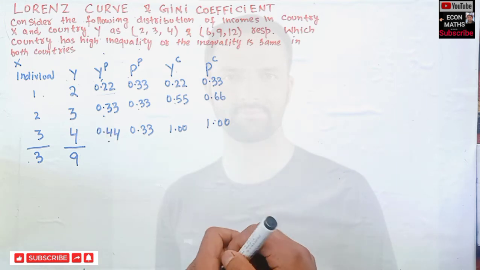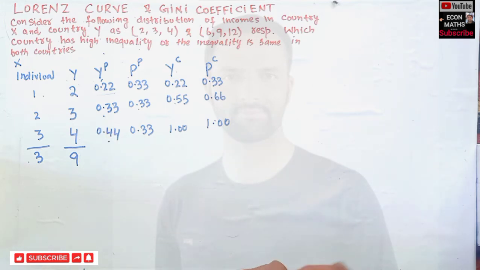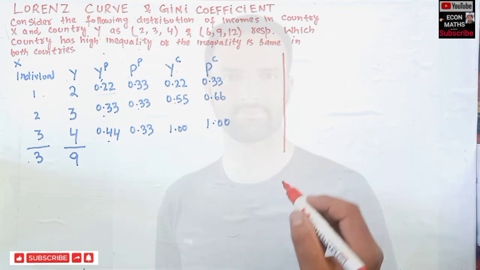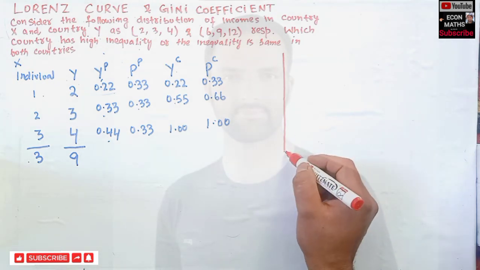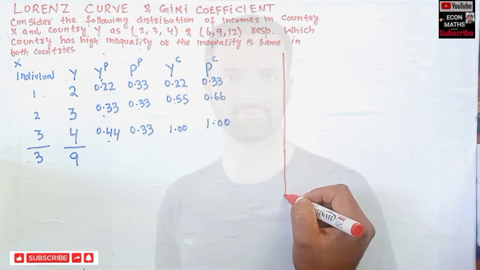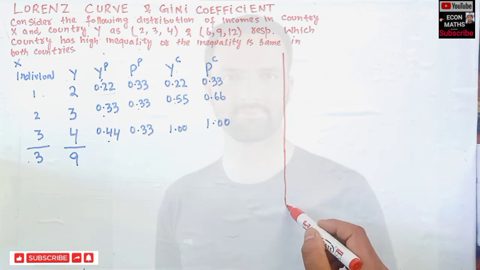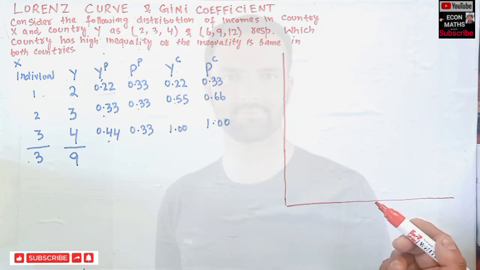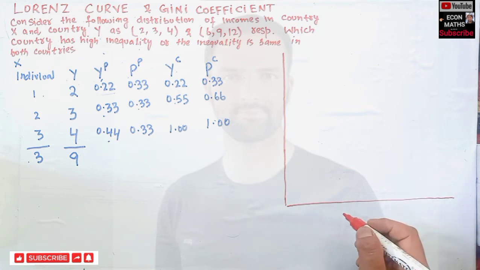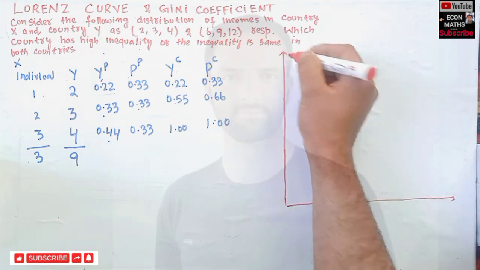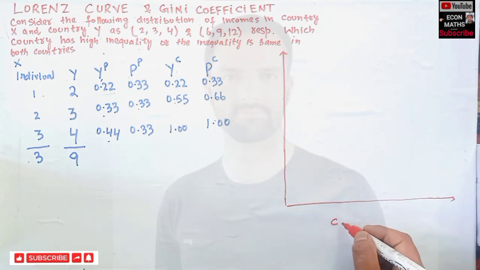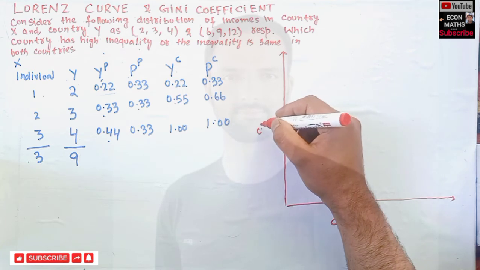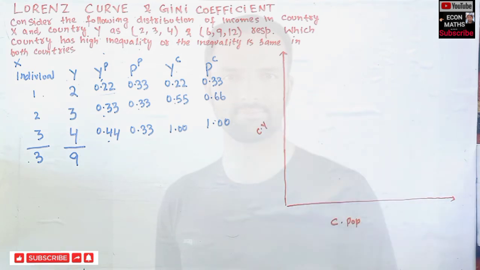Now we have defined these variables. Now we will construct our Lorenz curve. How do we construct it? As I have told you, on the vertical axis we plot cumulative income, and on the horizontal axis we have the cumulative population. So I will write here cumulative proportion of population in percentage, and cumulative proportion of income in percentage. Okay, so let's construct it.